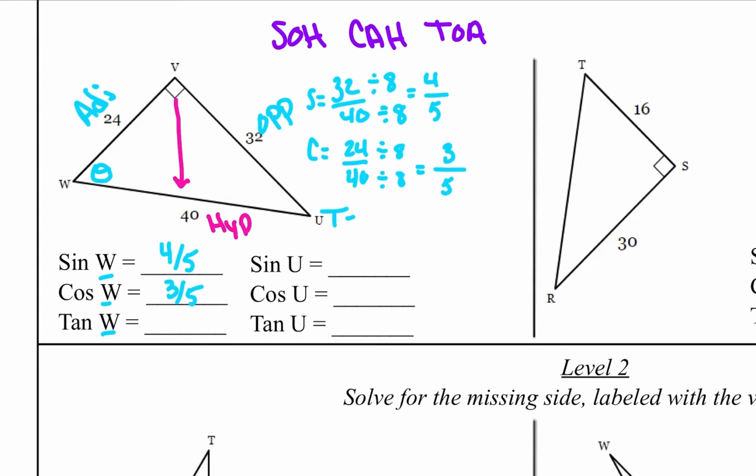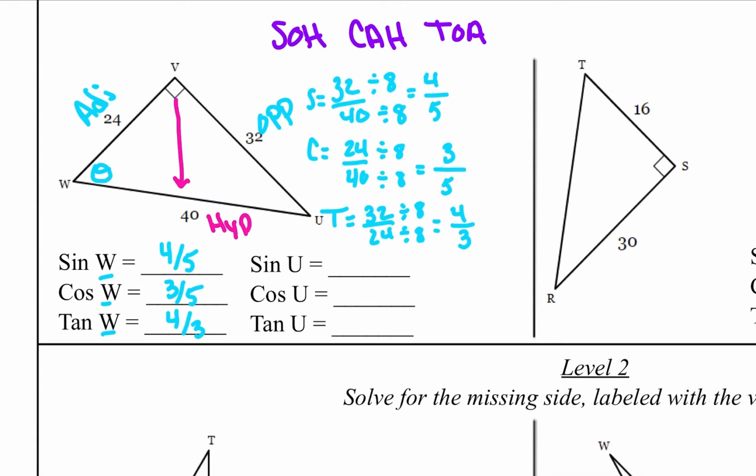And last, we've got our tangent here. Tangent is going to be the opposite side divided by the adjacent. Opposite over adjacent for tangent. So when I do the opposite, I get 32 over the adjacent of 24. Again, both divisible by 8, and I end up with 4/3.